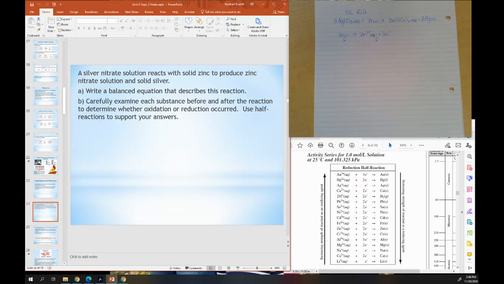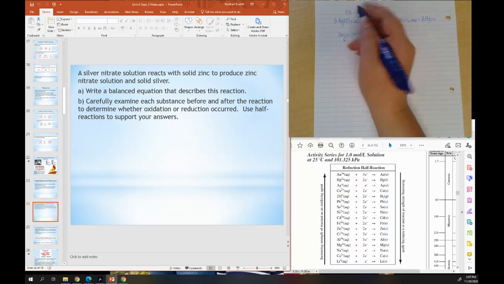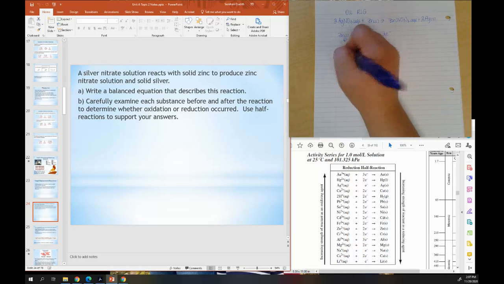Now let's take a look at the silver. On this side, it's in an ionic compound, so it's going to be in its ion form.